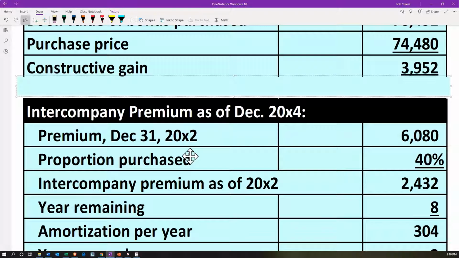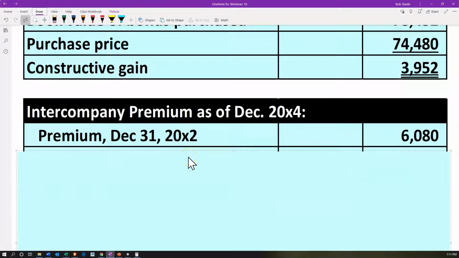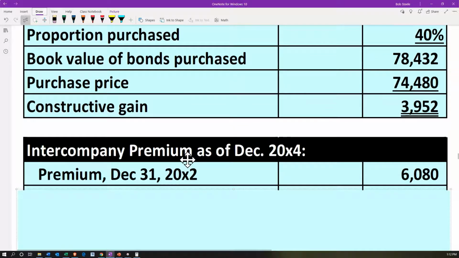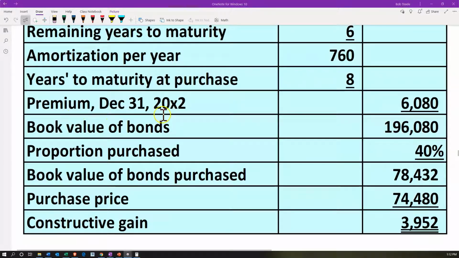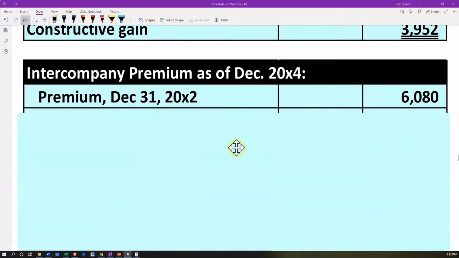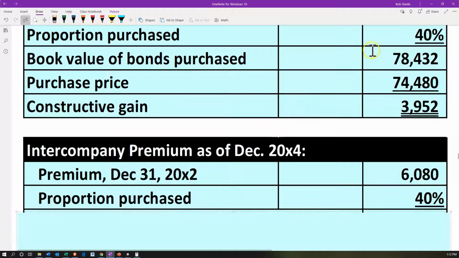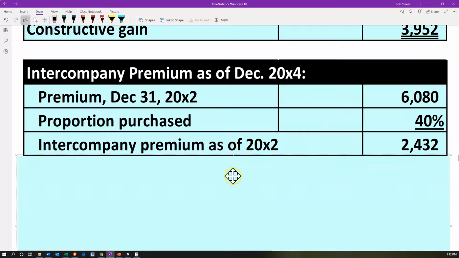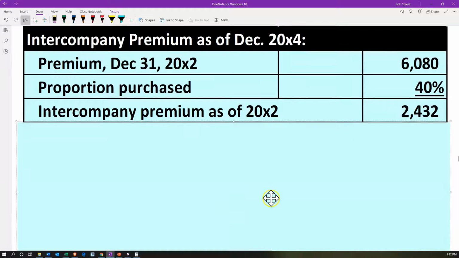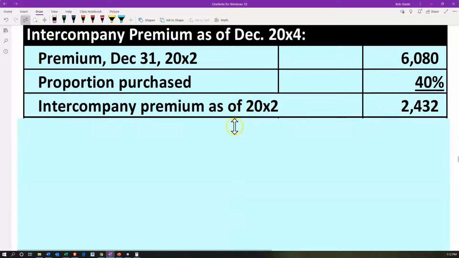Next, we're going to go to the Intercompany Premium as of December 2000X4. So we'll do a similar calculation with regards to the premium to see what the Intercompany Premium is going to be as of 2000X4, because we're going to have to eliminate the portion of the premium that is the Intercompany Premium. So we're going to take that 6,080, which is the premium for December 31st X2 that we calculated up top. We're going to take the proportion purchased, which was 40%, same ratio that we have up top. And so the Intercompany Premium as of 2000X2 is that 2,432.